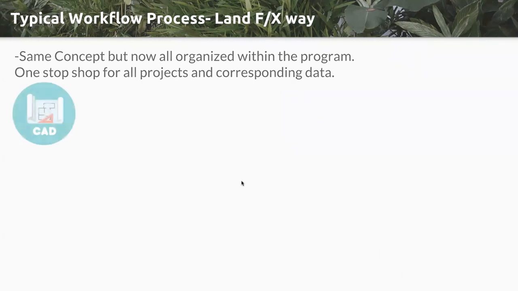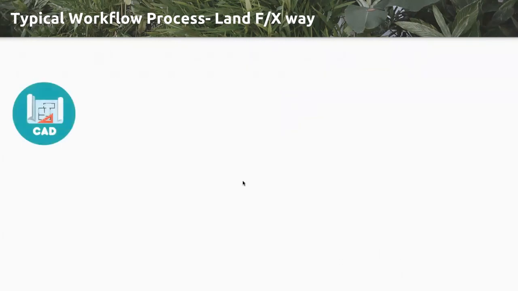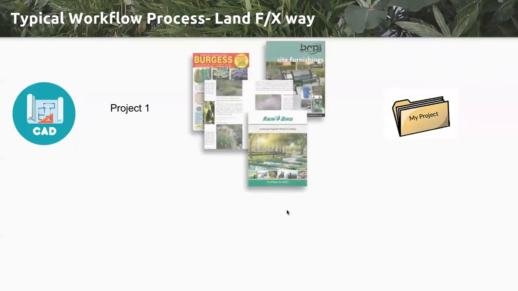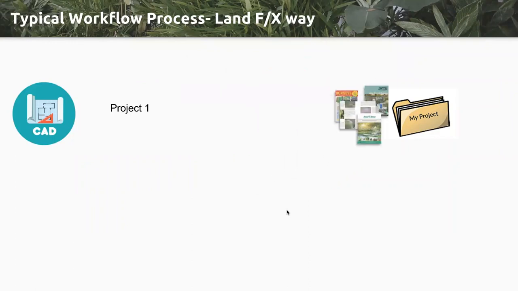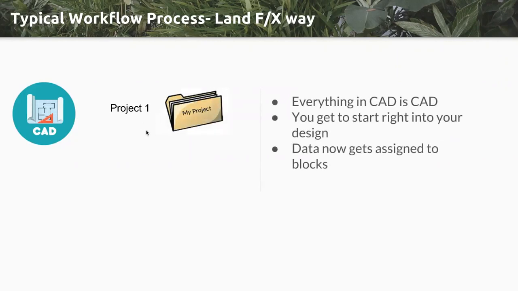So if we're going to think about that, another little visual here is we're going to open up CAD. We're going to start a project. Again, we're going to start that data file. Now, obviously, CAD's going to be open because we do need AutoCAD to interface, but we're going to essentially make that folder. We're going to do all of our research, just like we would have done it originally, and it's going to be saved as that initial project. Now, what we want to keep in mind is that everything in CAD is CAD, okay? So you're still going to just start working in AutoCAD.